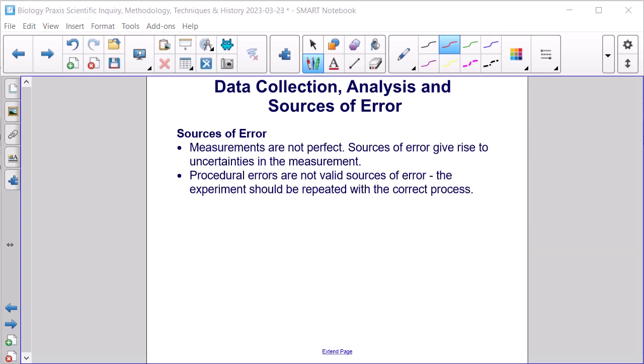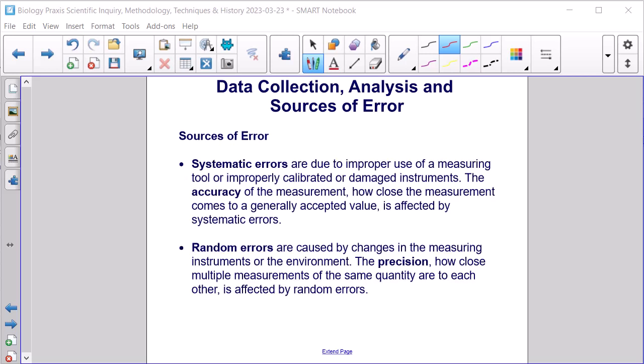Sources of error. Measurements are not perfect. Sources of error give rise to uncertainties in the measurement. Procedural errors are not valid sources of error. The experiment should be repeated with the correct process.